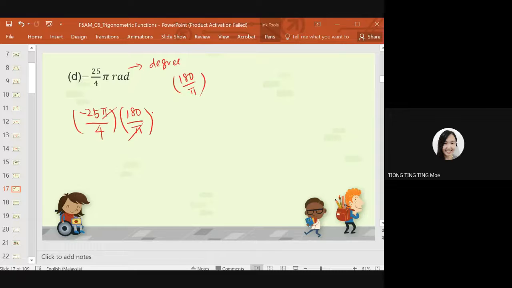Okay, so 225 times 180 divided by 4. So you get negative, remember, negative 1125 degree. Okay, negative 1125 degree is how many circle? 1125 divided by 360 lah. So you will get 3 plus circle. Okay, you will have 3 circle. Okay, 3 circle will gain you 3 times 360.